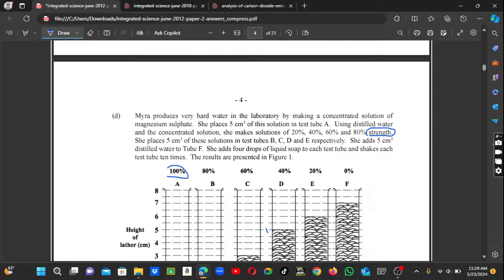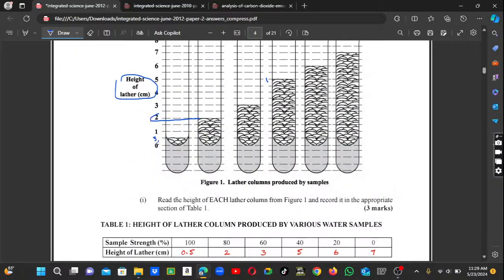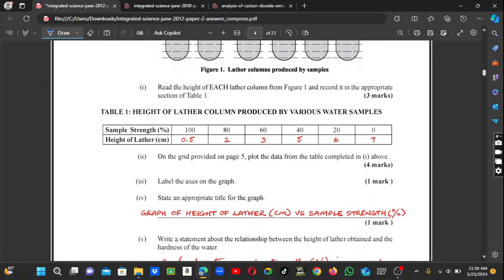Because if we look here, they are talking about all of these drops of liquid sulfate, the soaps that they shake 10 times, and these are the results. So we can see this is the height. So this is another key term. You can see the height versus strength, because they didn't give any other key. First you can see they're mentioning the height. We just tested the height: 0.5, 2, 3, 5, 6, and 7. So you can say the graph would be showing the height of ladder in centimeters versus sample strength percentage.